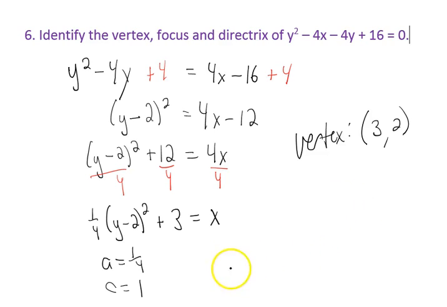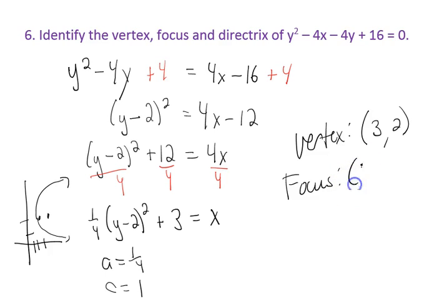From there, I kind of draw the picture to get that focus and directrix, kind of like I was doing in the last problem. So if I sketch this out and I go to 3, 2, and I think about my c being 1 and the fact that this is an x equals y squared and it's a positive 1/4, I know this has to face right because x equals y squared positive is going to face right. Since my c is 1, my focus is going to be 1 unit to the right of the vertex, which would be at 4, 2. So my focus will be at 4, 2 because it's 1 unit to the right of the vertex.